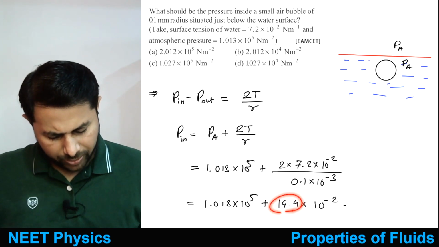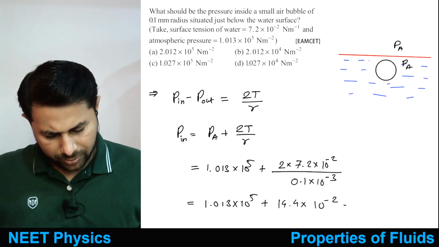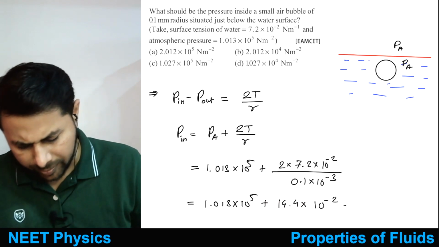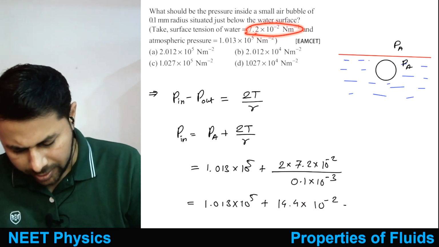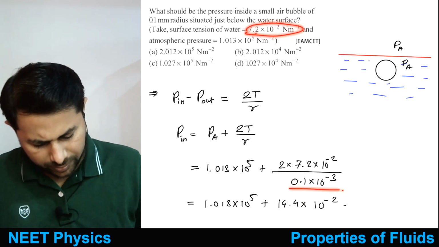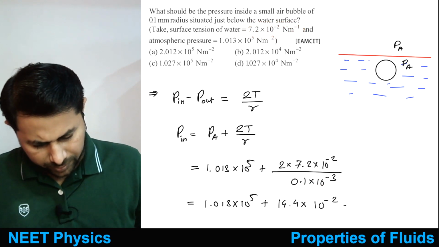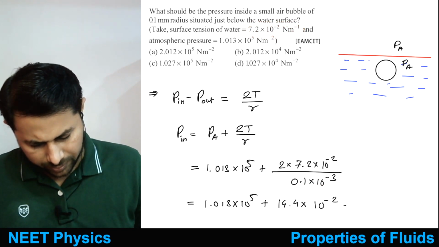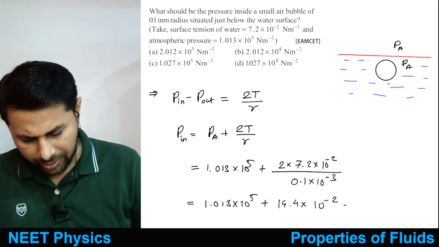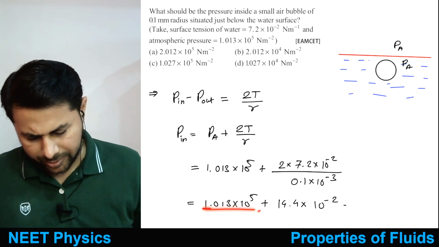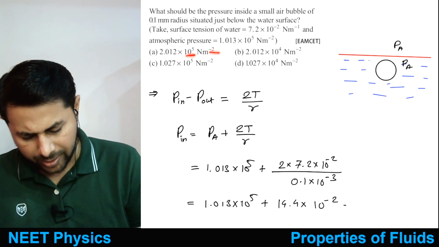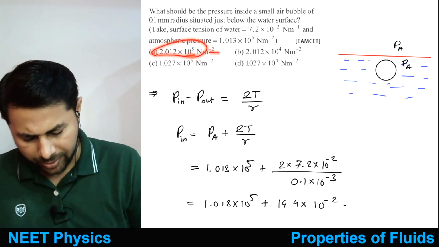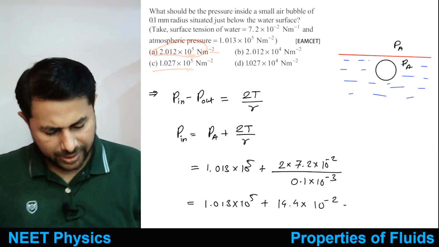So 14.4 into 10 raised to minus 2. Am I correct? Okay, it will not change much actually. So it can't be 2 into 10 raised to 5. So it will be option C, I guess.